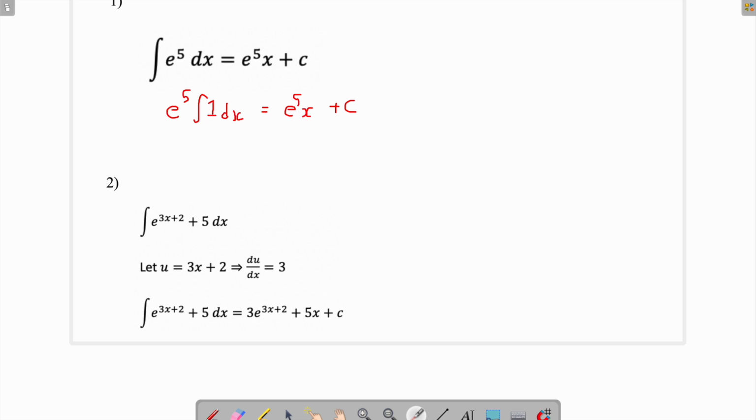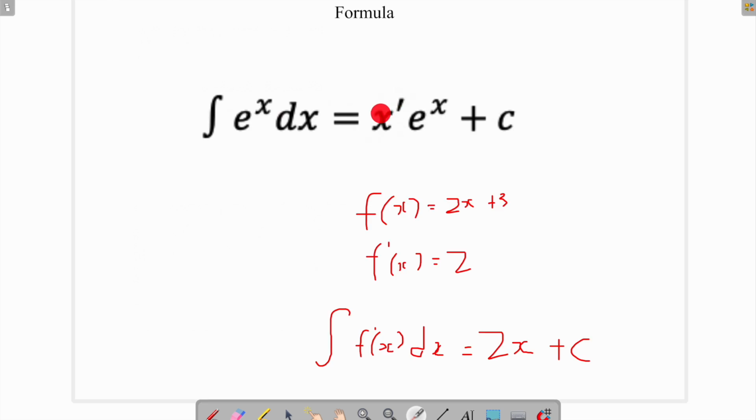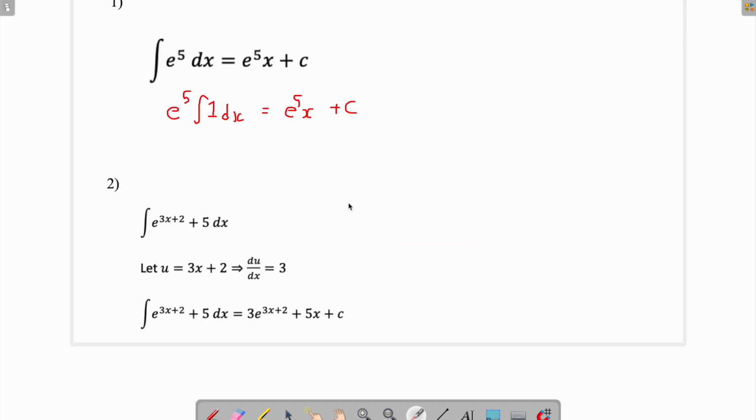So as we said before, let's go back to the formula. We get the derivative of the power of the exponential times the exponential. So we have the 3, which is the derivative of the power of the exponential, and we multiply that by e to the power of 3x plus 2. And then, as we saw in this example here, that's just like taking the 5 outside and integrating by 1. So we get 5x. And then once again, it's unbounded, so we add plus c. Awesome.